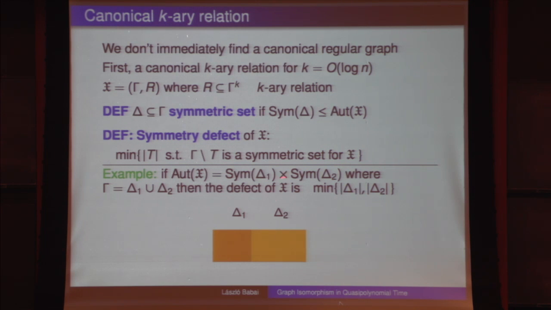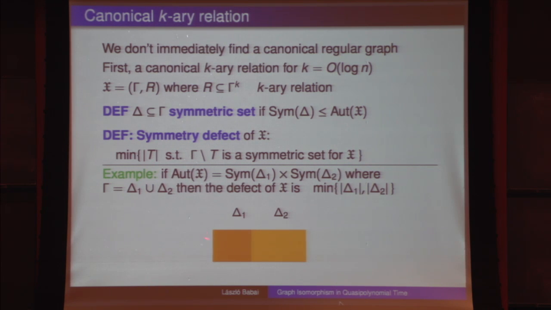So here is an example. Suppose that my structure is divided into two parts and there is no structure within those parts, so the automorphism group is simply the product of the symmetric groups on those two parts. In that case, the defect is going to be just the minimum of these two. Okay?